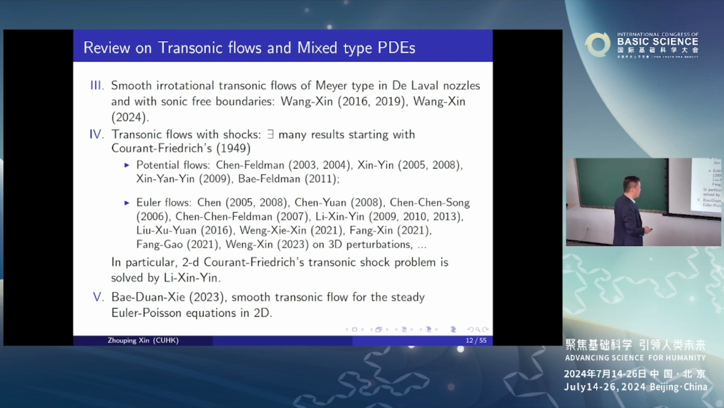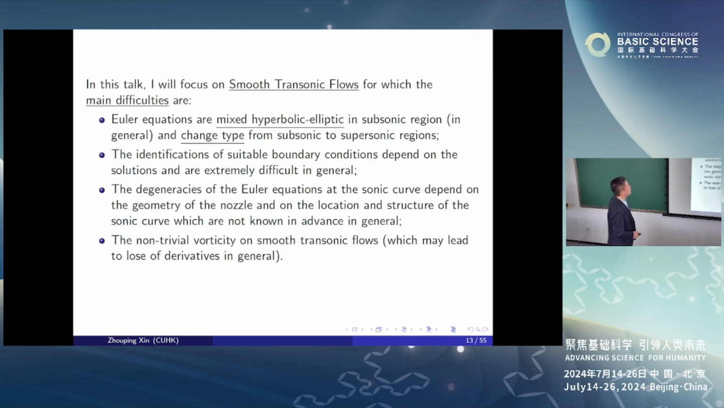There are many works with this one. Then recently there's a work by Weng, the former student of Feldman, and they were able to, if you put in the Euler-Poisson equation, then Poisson gives you an external field. By changing this field, you can get a smooth transonic flow for the steady Euler-Poisson. But unfortunately, their method only works in 2D. It doesn't work for 3D.